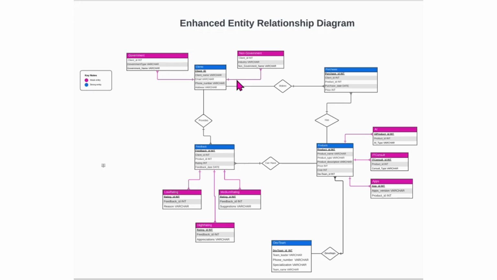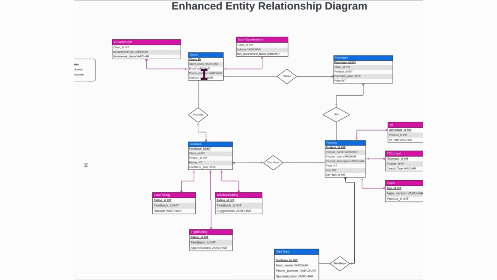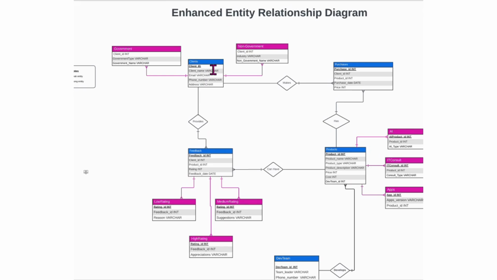Now, moving on to our enhanced entity relationship diagram, we have five strong tables, which are shown in blue. And then the other tables shown in purple are our weak entities associated with the strong entities that they point towards. Now, let's start with our first strong entity, which is the client entity.